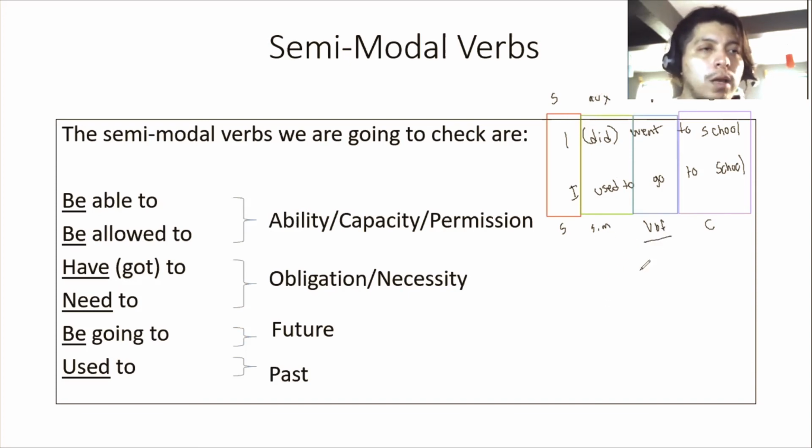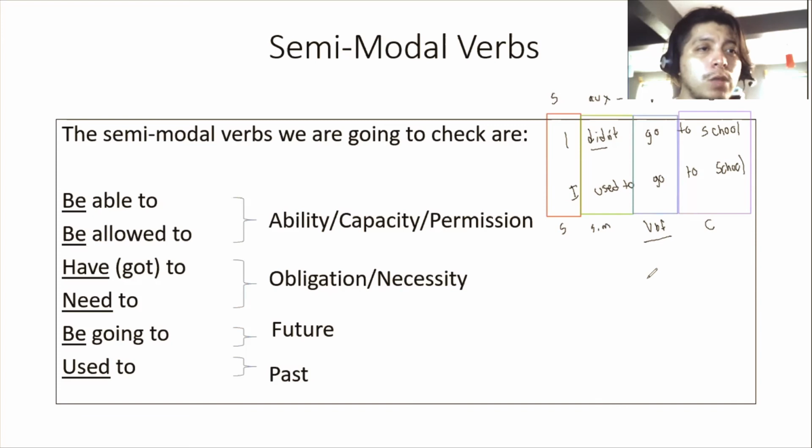Now, what happens if you want to make them negative? Well, in negative, it is a little different. If you want to make them negative, you use the auxiliary did to take the negative, didn't, and the verb doesn't have to change because you have the auxiliary, so you don't have to change the verb. I didn't go to school.